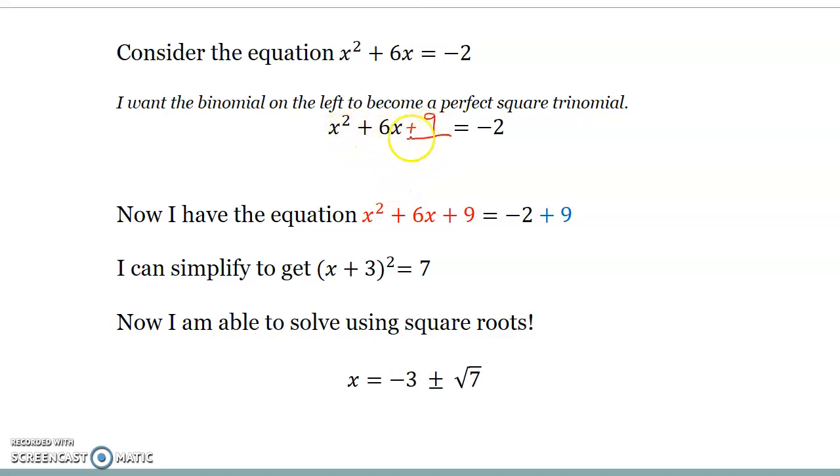If I add 9 to this binomial, now I have a perfect square trinomial of x squared plus 6x plus 9. Now make sure that whatever I add to make it a perfect square, I also have to add to the other side of my equation. It is still an equation. I can't just add 9 to the left and go on about my way; I have to make it balanced and add 9 to the other side. This is probably the most common mistake.